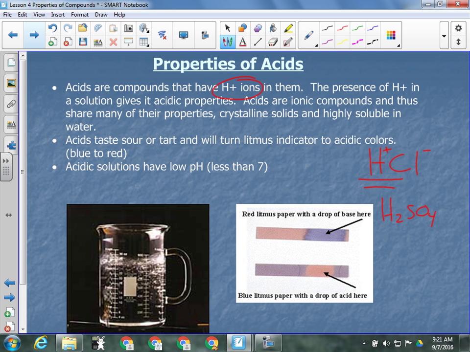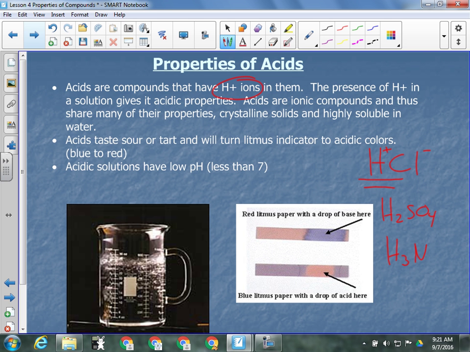Would that be more acidic? Given the same concentration, which one would be more acidic, H2SO4 or HCl? H2SO4. When I put that into solution, it's going to give me 2 H pluses and then some SO4s floating around. It's going to give me more hydrogen ions, and the more hydrogen ions something can give off, the more acidic it's going to be. All right, this stuff is really bad.